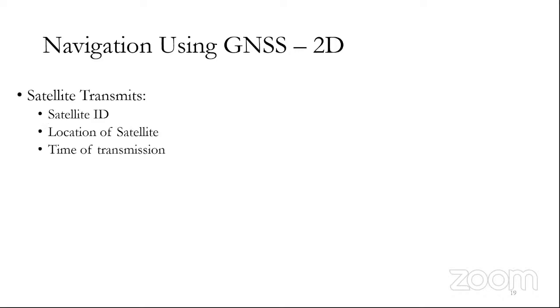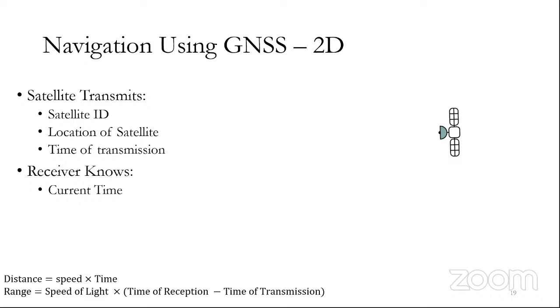So let me explain how the navigation is done with an example. I'll take here an example of a 2D system. As I mentioned, the satellite transmits, importantly, two things: its location and the time of transmission. It also transmits its ID, so the user would know which satellite transmitted what exactly. And the receiver knows the current time. So let's say the receiver received a signal from a satellite, let's call it satellite A, and the satellite told the receiver its location and the time it transmitted the signal.